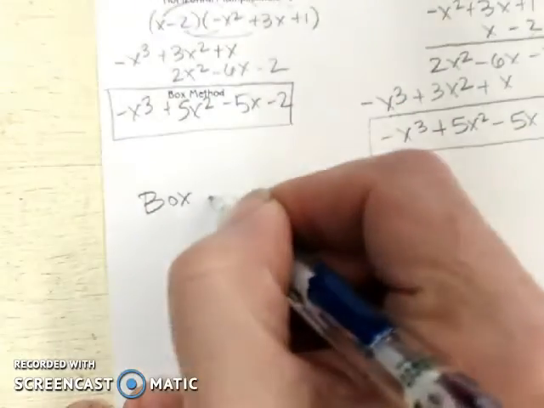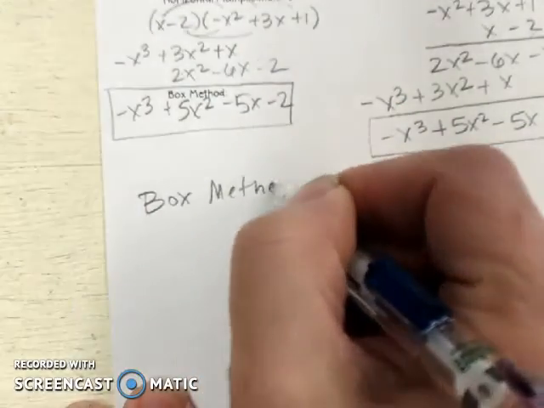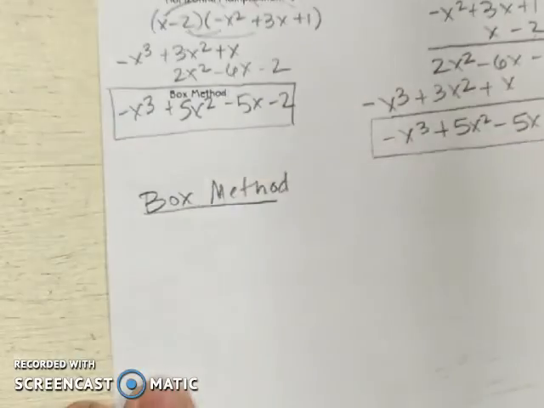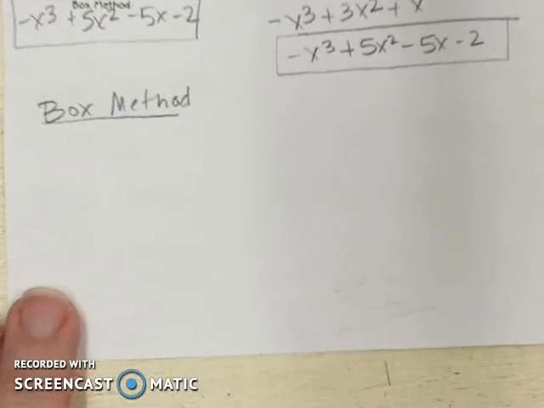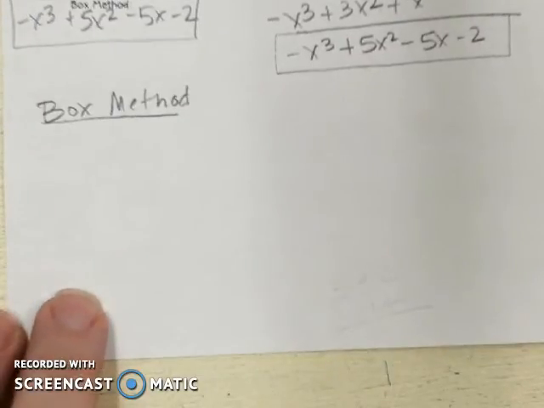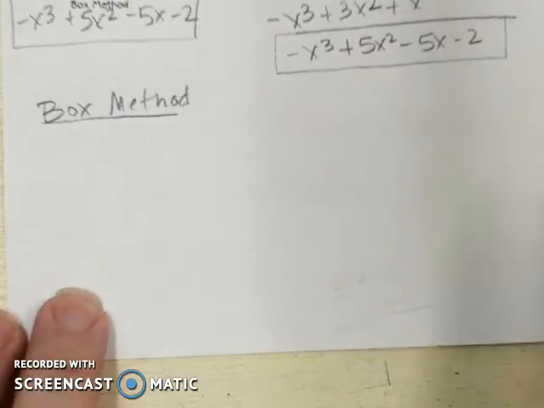So now we're going to do the box method, which you've probably seen before. You've at least seen it in science, and I just don't remember right off the top of my head what the name of it is, something about a square. Anyway, this is how you do it.